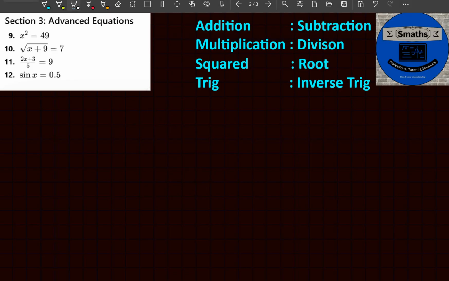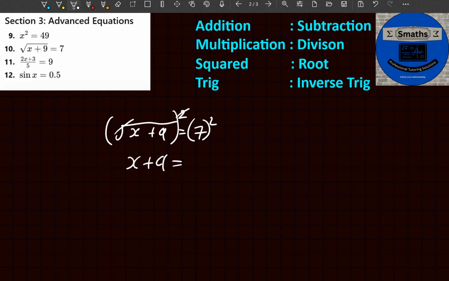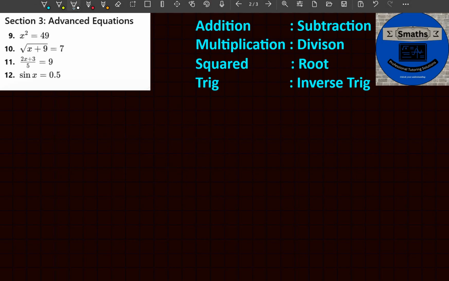Next in line, we see that the square root of x plus 9 is equal to 7. We need to solve for x, and to do that, we would square both sides. So both sides would be squared, because this square and this root will cancel. So we see that x plus 9 would give us 7 squared, which is 49. To solve for x, I would then minus 9 from both sides. X would be 40.